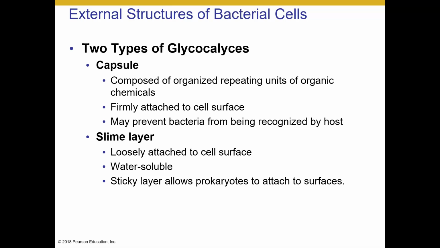There are two main kinds of glycocalyces: capsule, thick, organized, firmly attached. Think of a bulletproof vest. Capsules protect bacteria from phagocytosis, being eaten by white blood cells. Slime layer, loose, water-soluble, sticky. Think of spilled syrup, helps bacteria attach to surfaces and form biofilms.